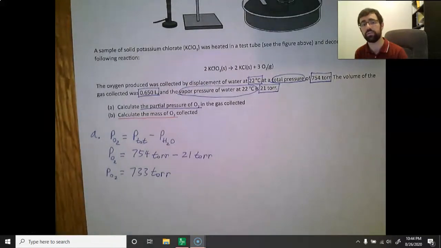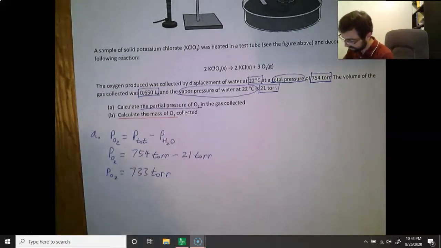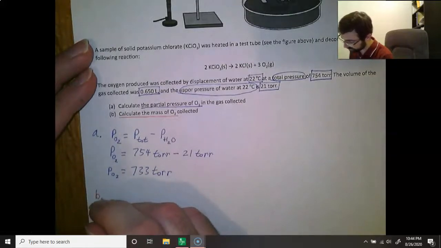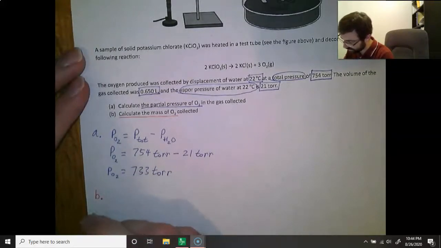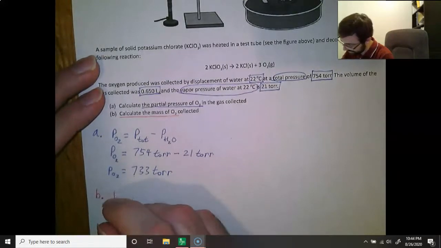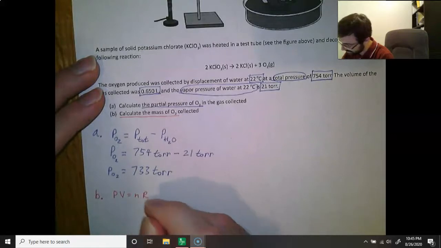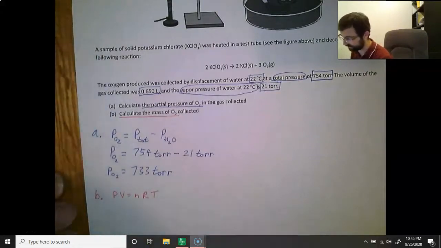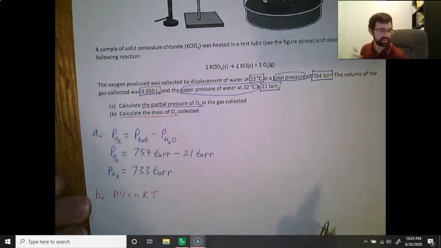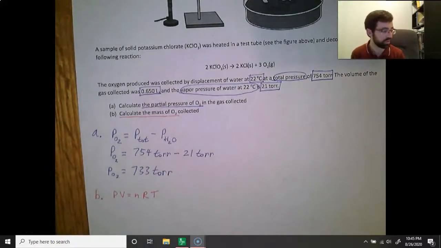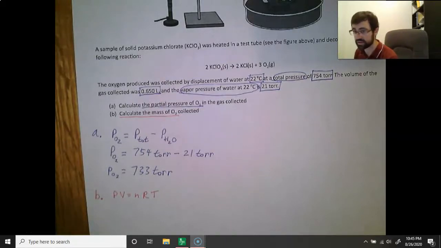Well, first I have to know how many moles. I know pressure, I know temperature, I know volume, but I don't know the moles. So I've got to figure that out. So for part B, let's get organized with what we know. Our equation is going to be PV equals nRT. All right. And our pressure is given to us in torr, which is the same thing as millimeters of mercury. I want to convert those into atmospheres so I can use the gas law constant.